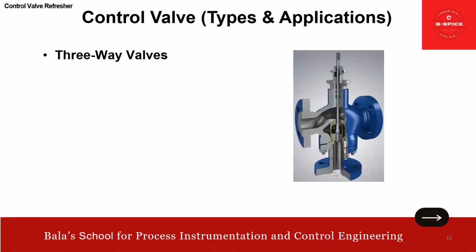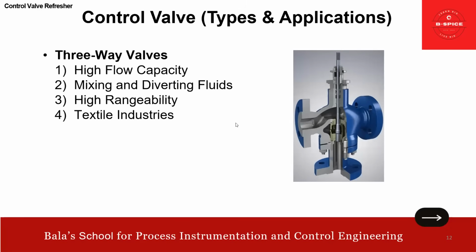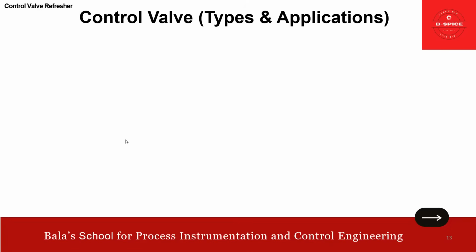Then we have a three-way valve. You can see here the three-way valve. And this, of course, is used for high flow capacity. And most importantly, it's used for mixing and diverting fluids. And of course, the high rangeability. Predominantly used in textile industries wherein the mixing of colors or dyes is needed. Okay, friends, this is about the three-way valve.